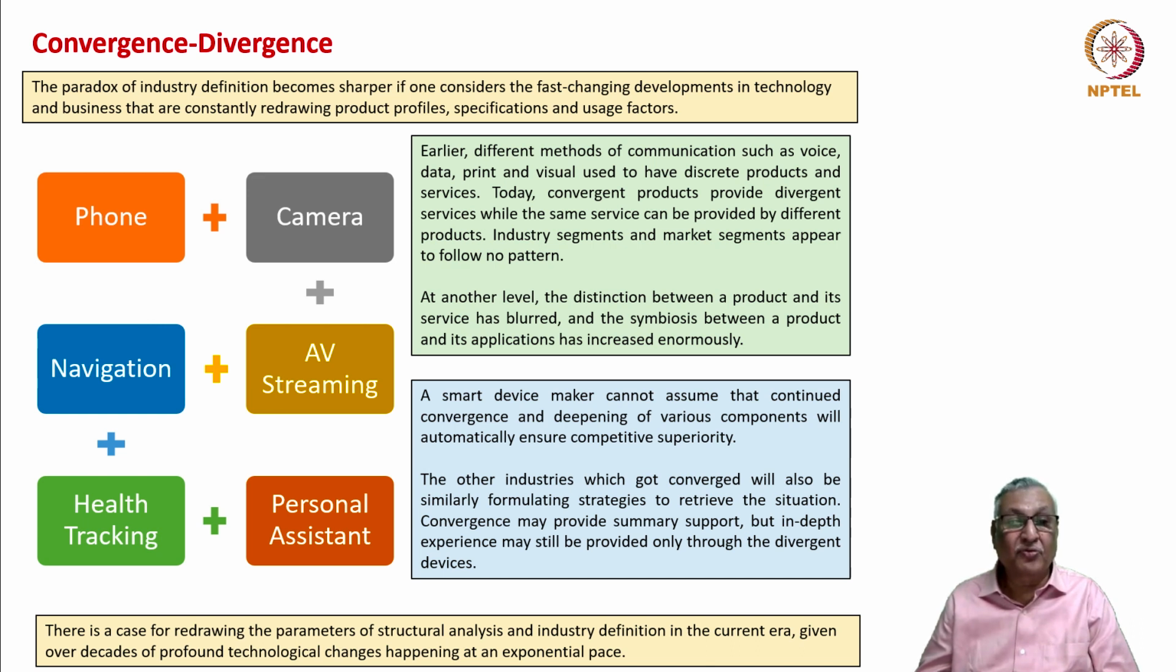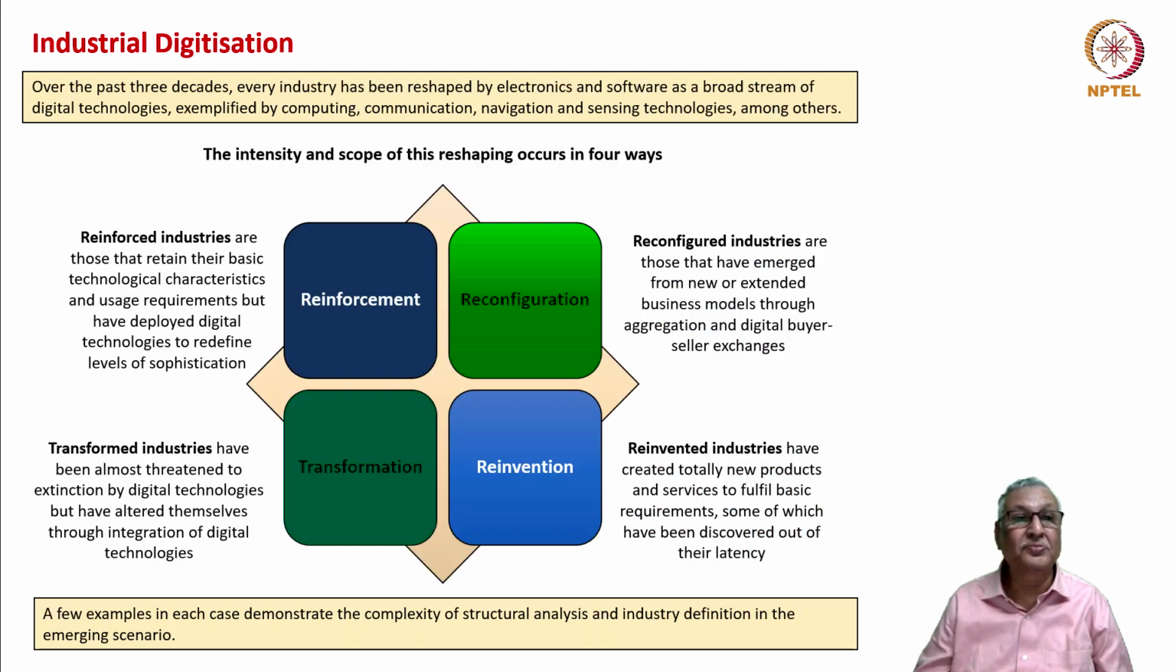So decades of profound technological change, which have now accelerated to exponential change, are going to redraw how industries will function, will perform in future. And there is this industrial digitization which is driving every industrial development. Over the past 3 decades, every industry had been reshaped by electronics and software as a broad stream of digital technologies. And these are exemplified by computing, communication, navigation, and sensing technologies, among others. This intensity and scope of this reshaping is occurring in 4 ways.